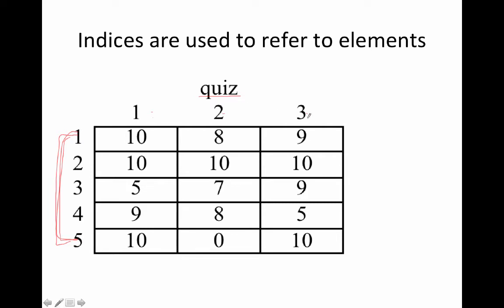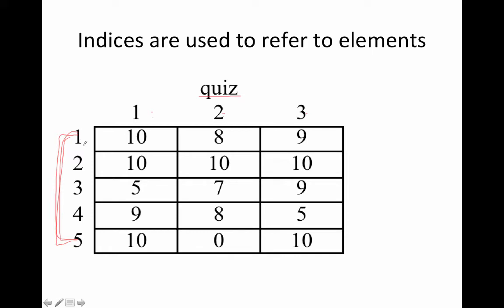5 students. So we store them in a two-dimensional array because they're all the same type. In this case, they're all integers, and they represent in some sense the same thing. So every one of these numbers is a quiz grade. So we use the indices, or the subscripts, to refer to an element.